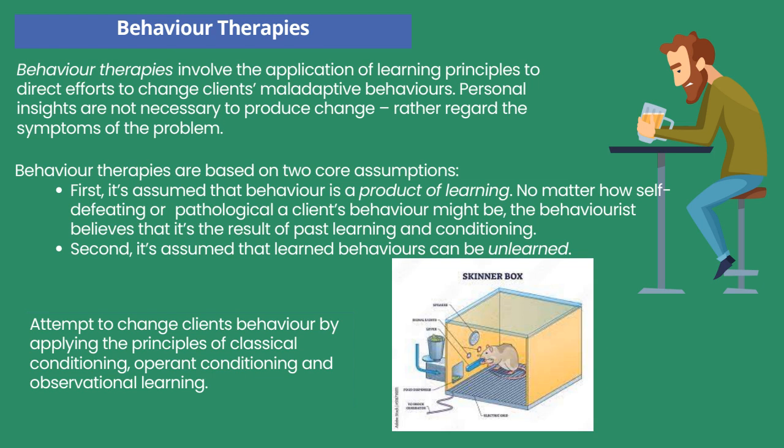Okay, so the second type of therapy that we look at is behavior therapy. And when we think about behavior, we have our picture of the Skinner box. We also have in our head Pavlov's dog, because behavior is telling us that it's learned. So behavior therapies involve the application of learning principles to direct efforts to change somebody with a maladaptive behavior.